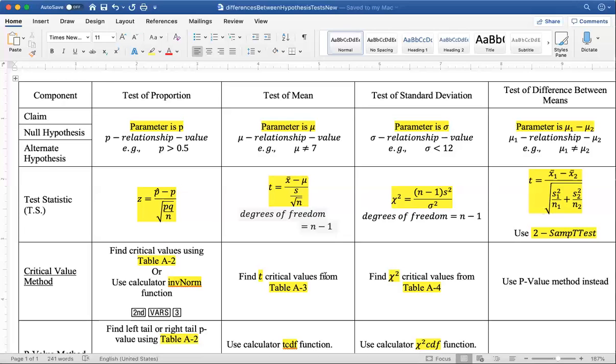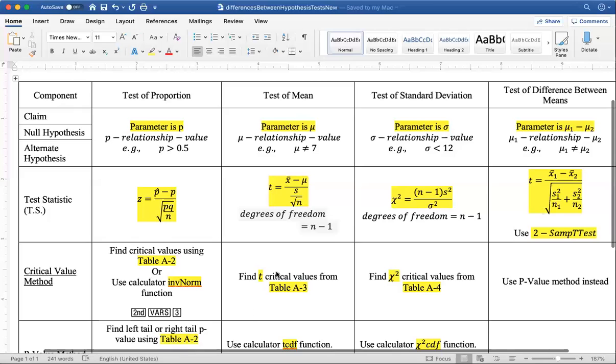And in a test of difference between means, we don't see the parameter in there, mu1 minus mu2. That's because in the formula, and it's a T, by the way, the assumed value of the parameter mu1 minus mu2 is always 0. So where that parameter ends up, it's 0, so I just left it out. All we need to put into the test of difference between means is the sample information.